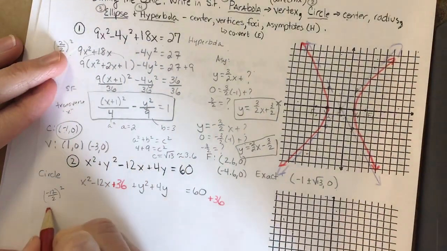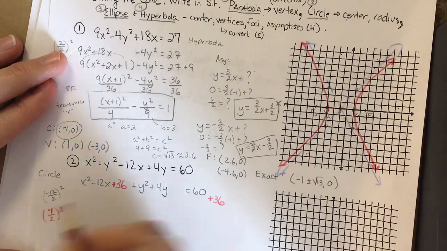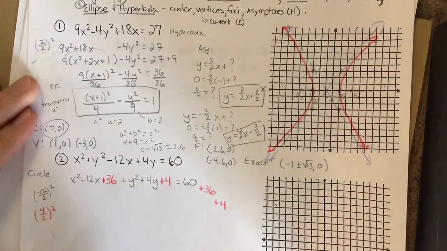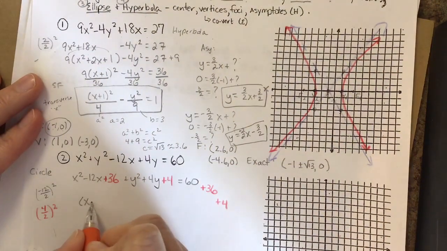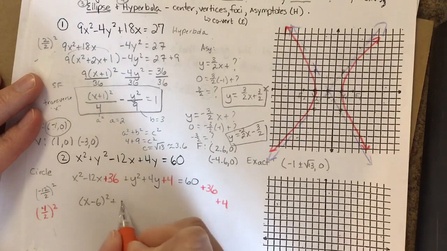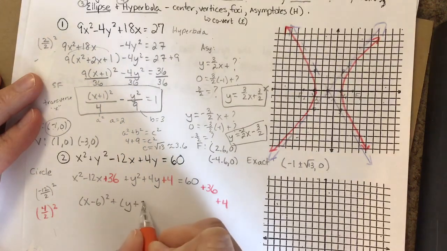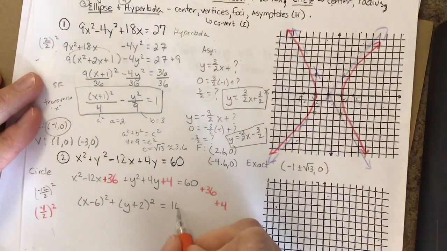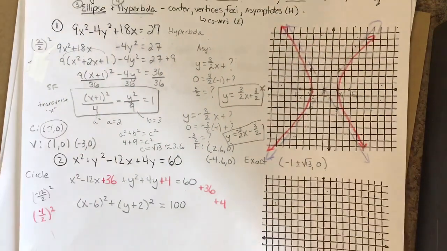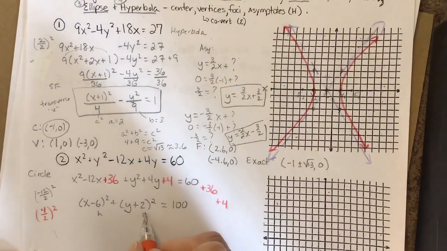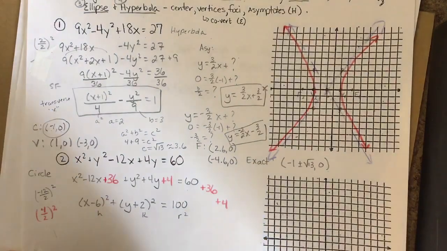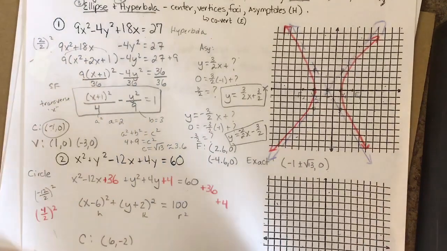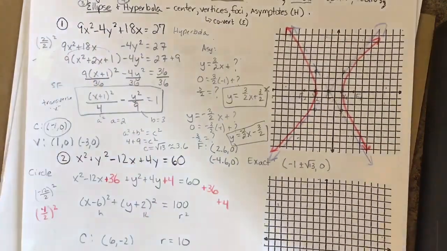Then take my next b, which is 4, divide by 2, and square it. That's 4, so add 4 to both sides. All right, so this will be x minus 6, the quantity squared, plus y plus 2, quantity squared, equals 60 plus 40, 100. Circle. This is h, k, and the radius squared. So the center is 6, negative 2. And the radius is square root 100, which is nice.